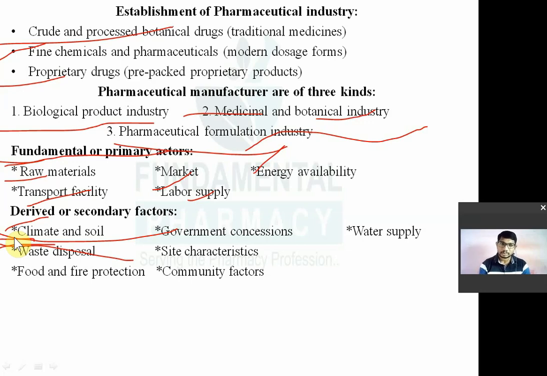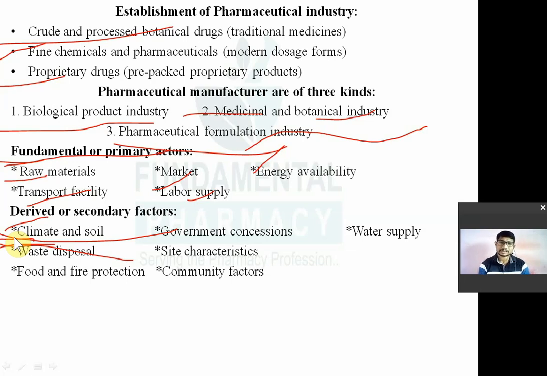Whatever waste or byproduct are coming out of your production. Suppose you are making syrup or you are making tablets. So whatever byproducts, dust, then wastewater and all that, the facility should be available there for waste disposal. अगर आपके वहाँ पे अंडरग्राउंड ड्रेनेज नहीं है, तो क्या आप इंडस्ट्री का पानी रोड पे छोड़ सकते हो? नहीं. इंडस्ट्री का जो वेस्ट वाटर है आप कहीं पे भी किसी के खेत में छोड़ सकते हो? नहीं. So there should be a waste disposal, proper underground drainage system and all that.